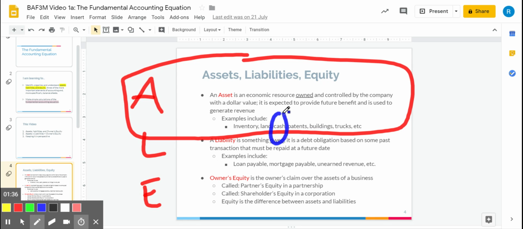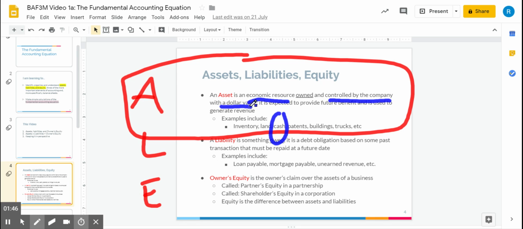Cash is a basic one. The cash a business holds, presumably in its bank account, is a very clear asset. It's an economic resource that the business owns. It's controlled by the company. It has a dollar value to it. Cash is just worth whatever amount of cash you have. And cash is used to provide future benefit to the company to help generate revenue. The cash that a business owns isn't just sitting there. We're going to use that cash to try to create a profitable business.